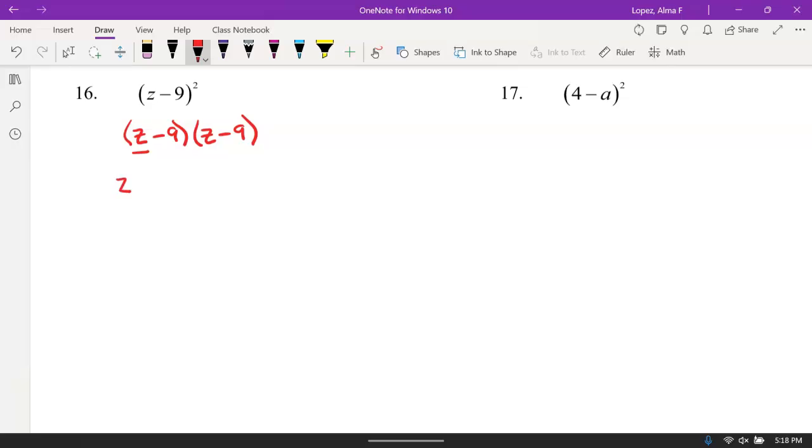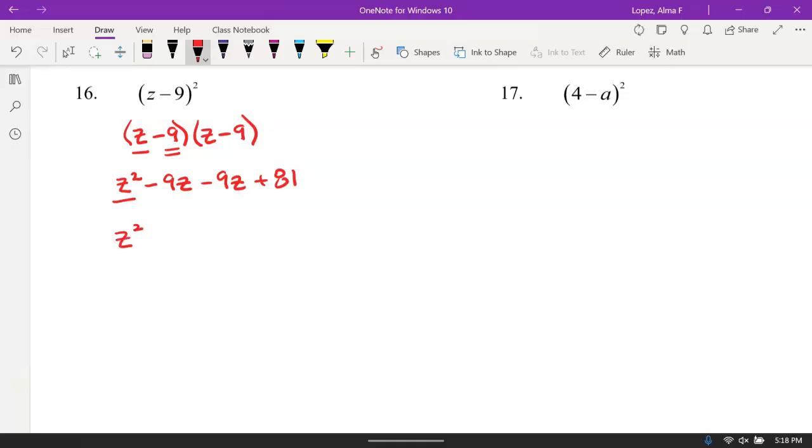Z times z is z squared. Z times negative 9 is minus 9z. Then scoot over. Negative 9 times z is minus 9z. And negative 9 times negative 9 is positive 81. Now combine like terms if you have any and write the answer in descending order.